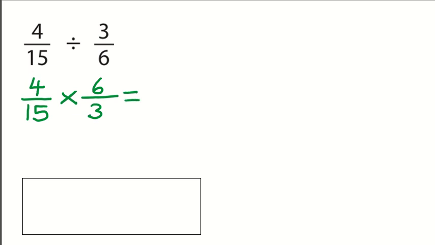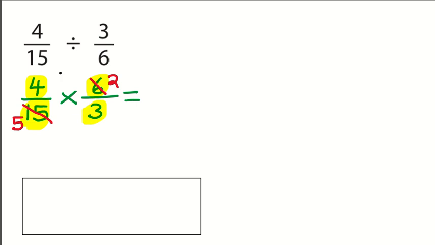Now, let's look at our diagonals again. What is the biggest number that will go into 15 and 6? Well, I know that 3 will go into both 6 and 15. 3 will go into 6 twice, so I'm going to turn that into a 2. And 3 goes into 15 5 times, so that now becomes a 5. And then if I look at my other diagonals, the biggest number that goes into 4 and 3 is 1, so that's not going to help me.